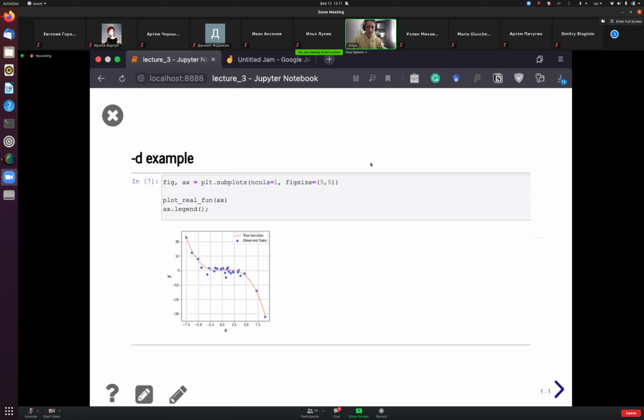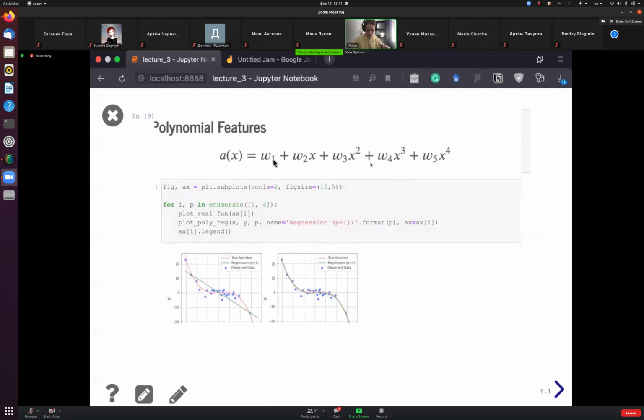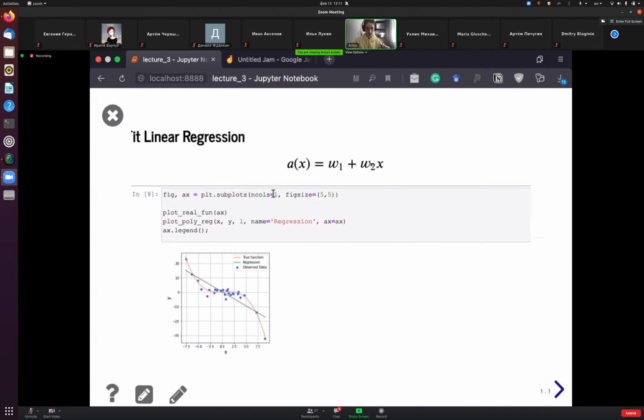Do the slides change? Because I still see the red line. Yeah, oh, sorry. Do you see it now? Yes, now it's much better. Okay, I have to keep the mouse on the screen.